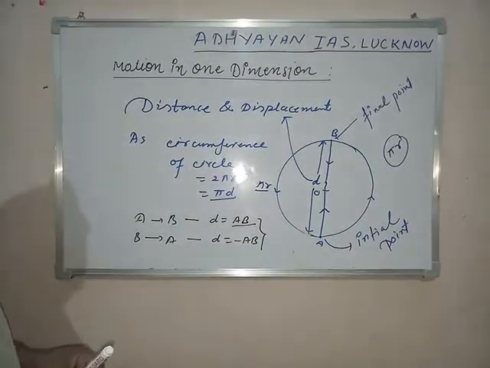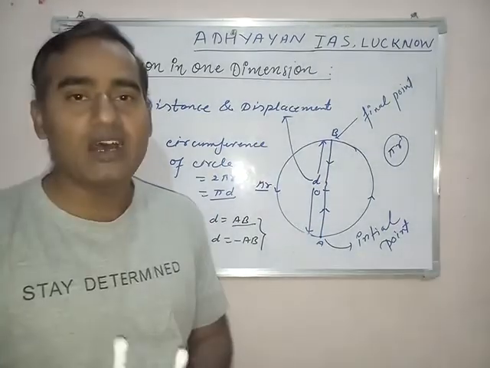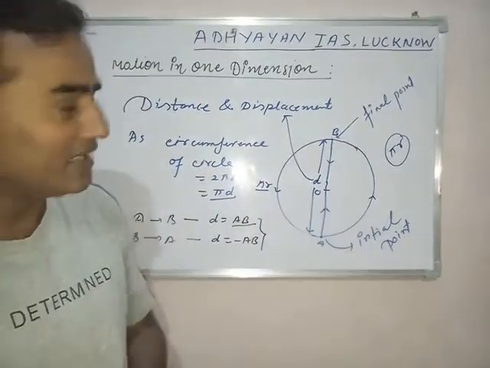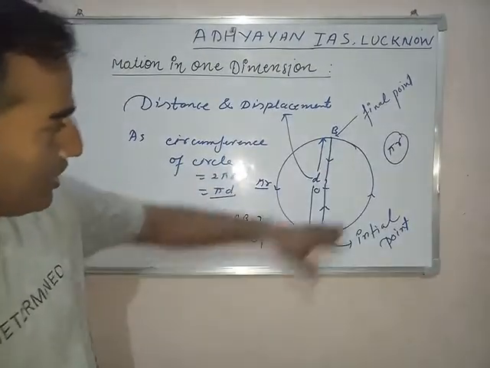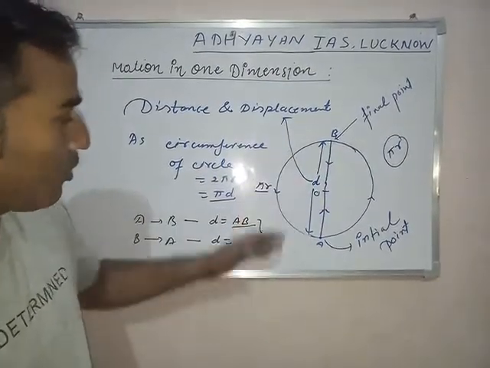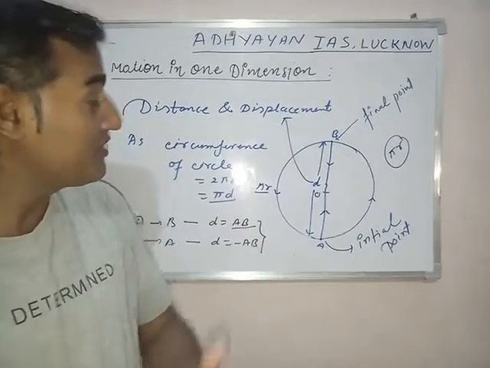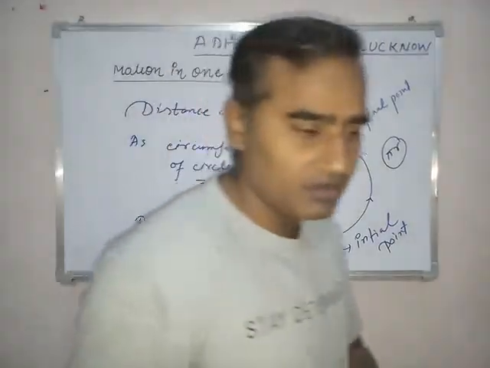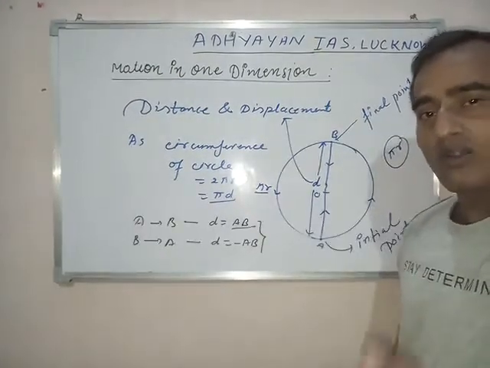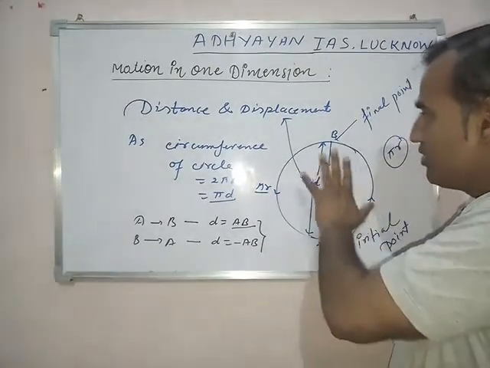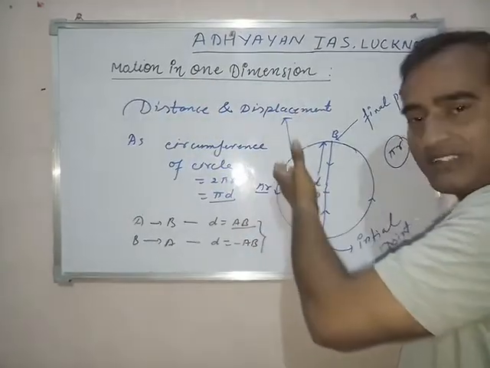Here is the explanation of displacement and distance in this diagram, so we get what the displacement is and what the distance is. I think this example is very helpful for all of you to understand what distance is and what displacement is.